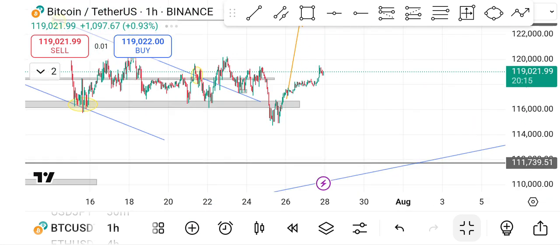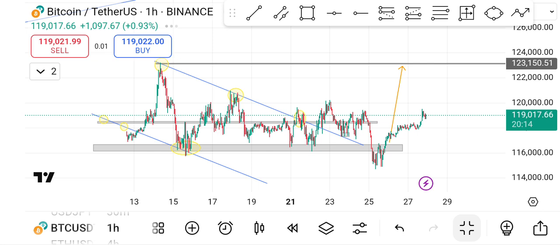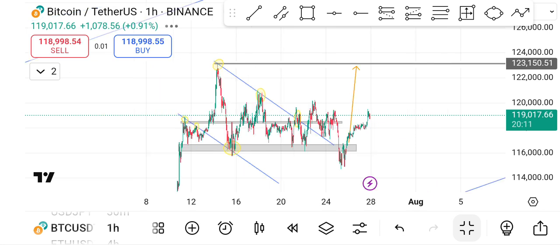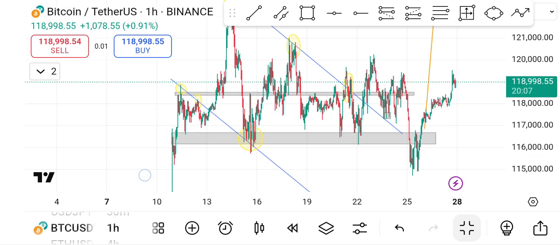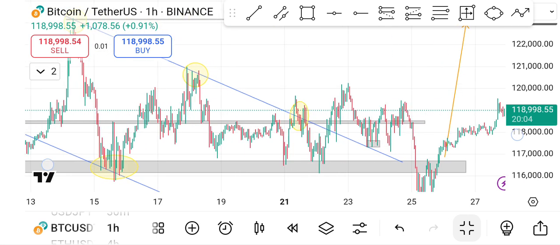BTC has always been a kind of manipulative pair to me, because most of the time you respect it, and most of the time it just does what it wants to do. So that's why I no longer trade BTC, right?